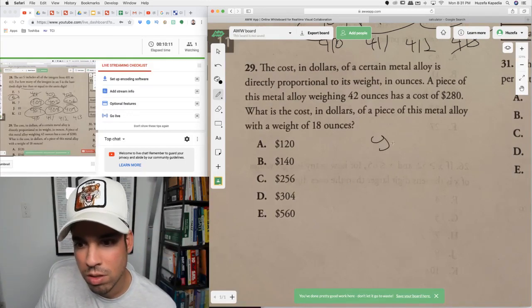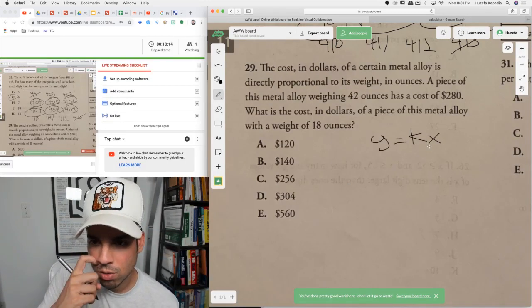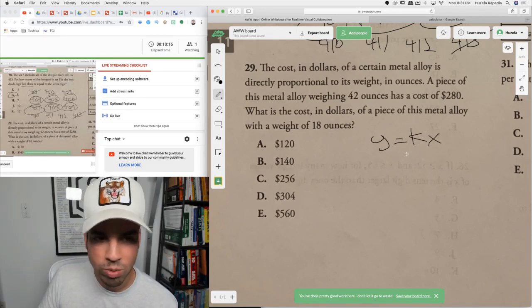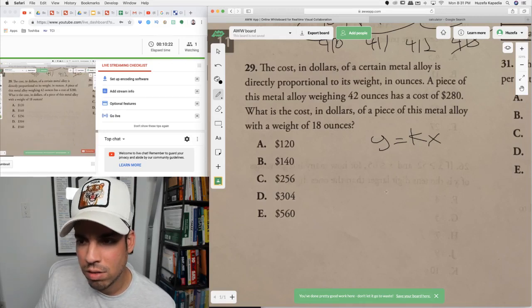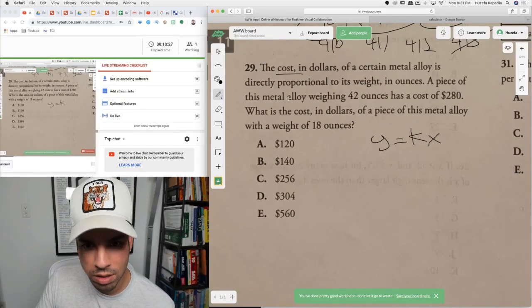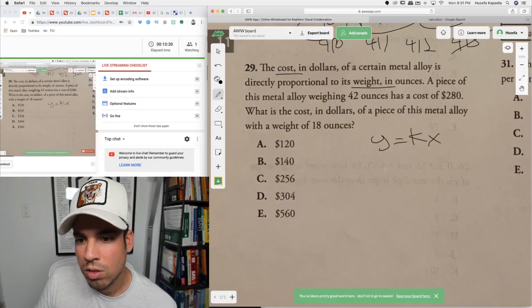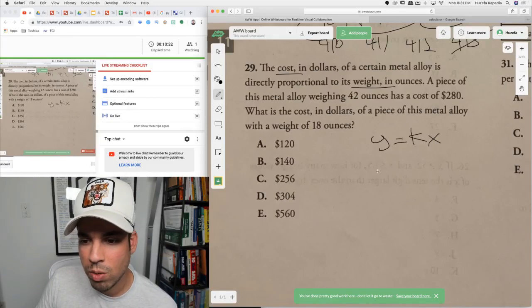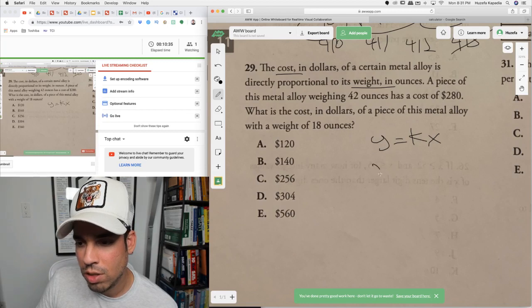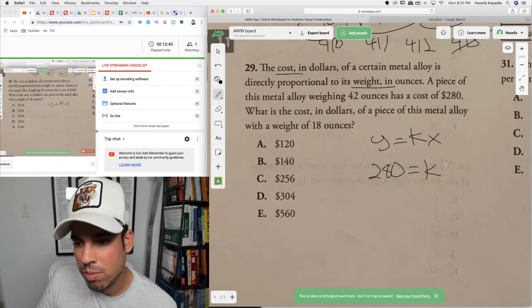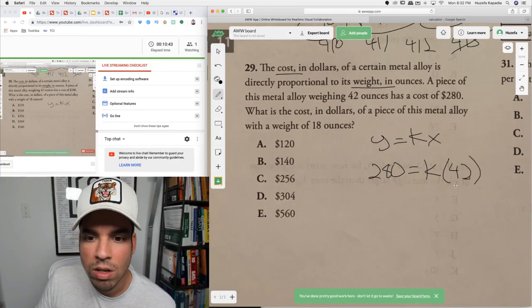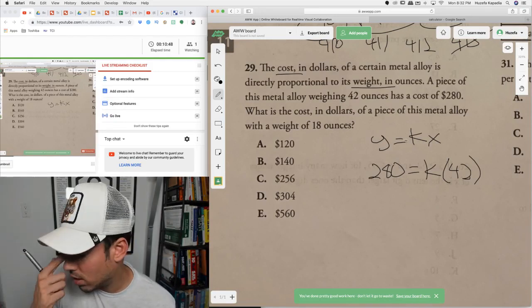The cost in dollars of a certain metal alloy is directly proportionate to weight in ounces. Directly proportionate means an equation like this: y is directly proportionate to x, where k is some constant. So the cost is directly proportionate to its weight. Let's say the cost is y, equals k times the weight, which is 42. What is the cost in dollars of a piece of this metal alloy with a weight of 18 ounces? Actually, forget this.